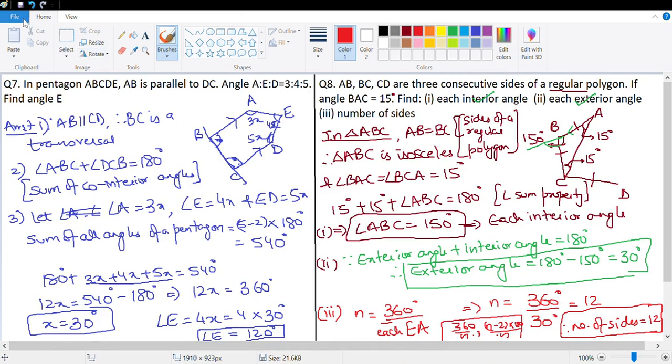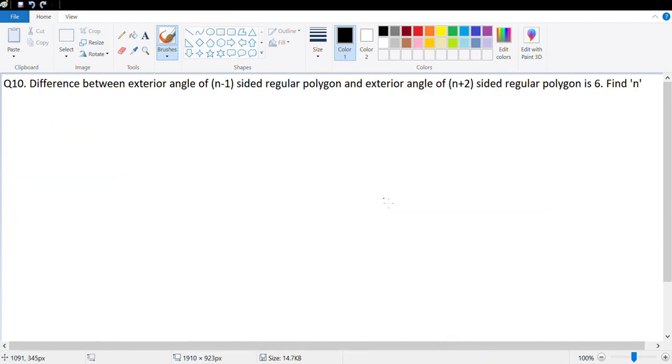Let's look at the next question. The next question that we do would be question number 10. Question number 10 says the difference between the exterior angle of an n minus 1 sided regular polygon and an exterior angle of an n plus 2 sided regular polygon is 6 degrees. Find n. Let's try and make an equation.